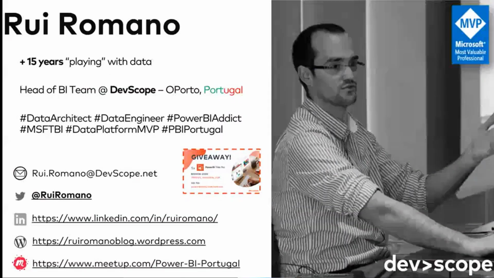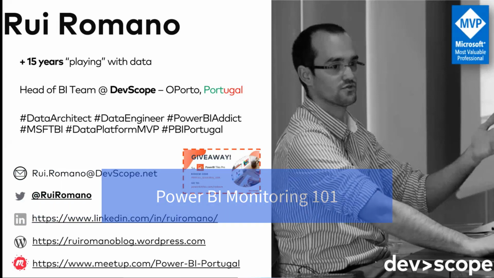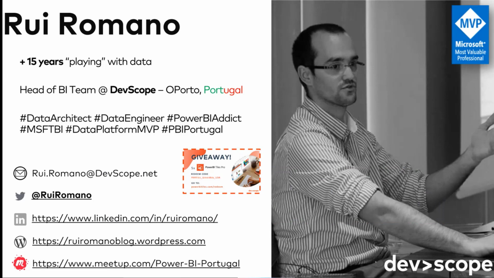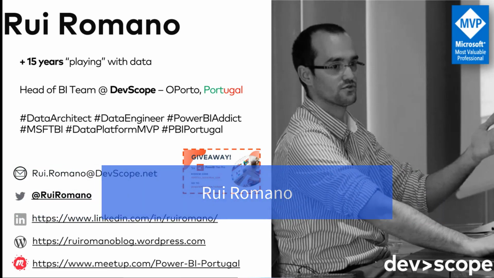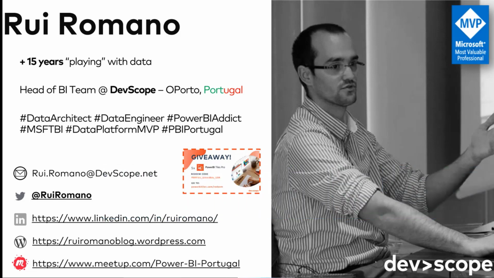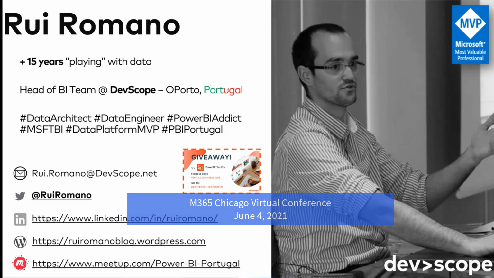My name is Rui Romano. I'm a data fellow from Portugal, working with data for 15 years now. I'm very passionate about Power BI, very passionate about everything related to data. I'm a Microsoft Data Platform MVP, and I work at Descope, where I do mostly consulting, but we also develop some great products.